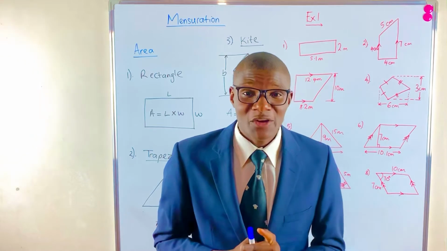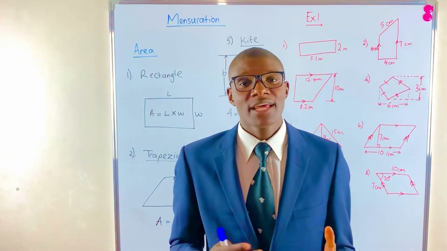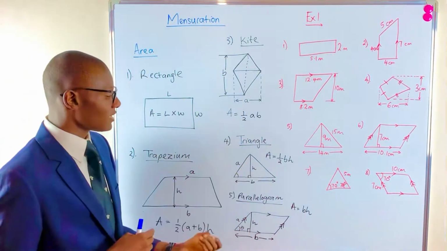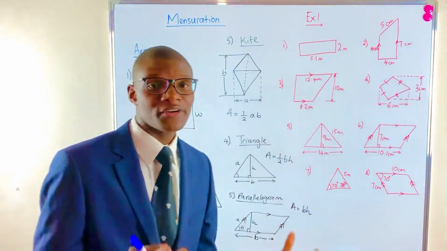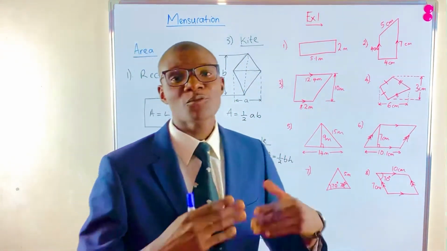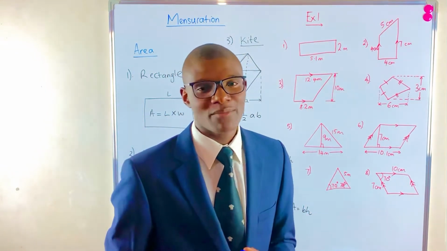In today's video, we're going to talk about how we calculate the areas of shapes, namely the rectangle, the trapezium, the kite, the triangle, and as well the parallelogram. So I'm just going to start off by giving you a quick rerun of the formulae that we use when we need to calculate the areas of these shapes.